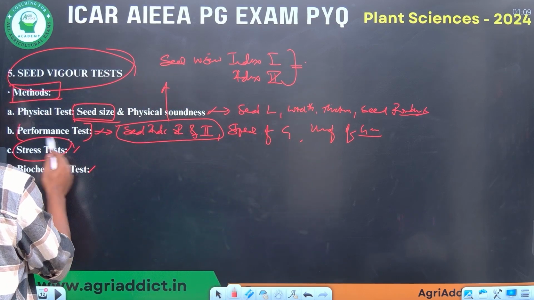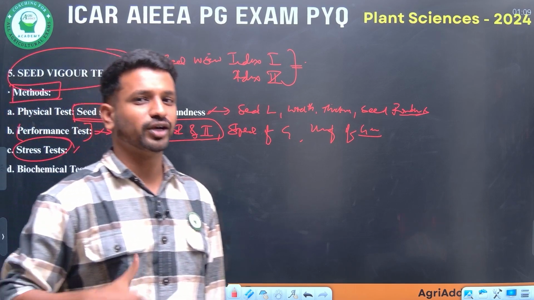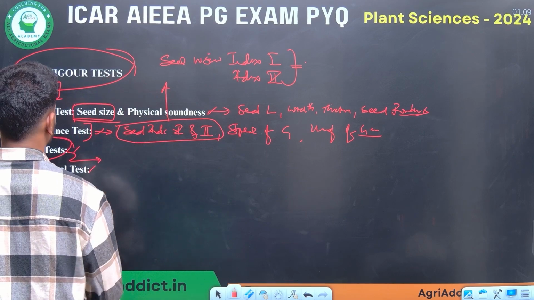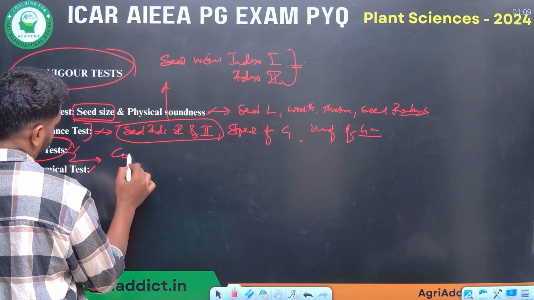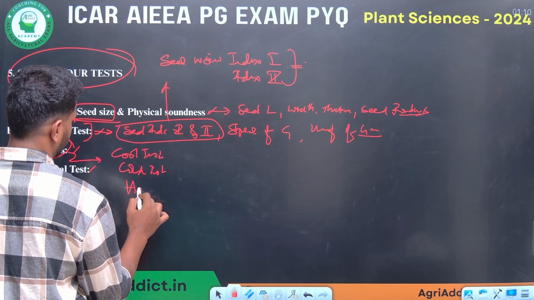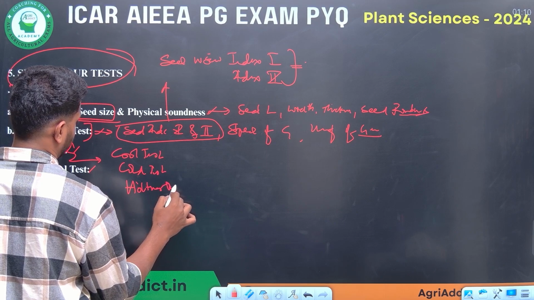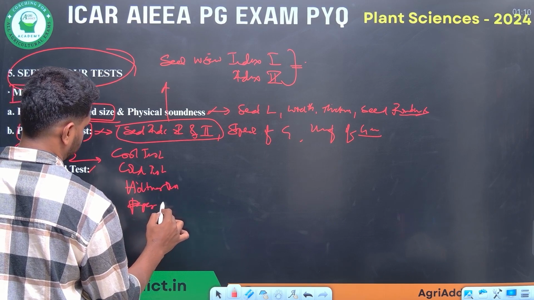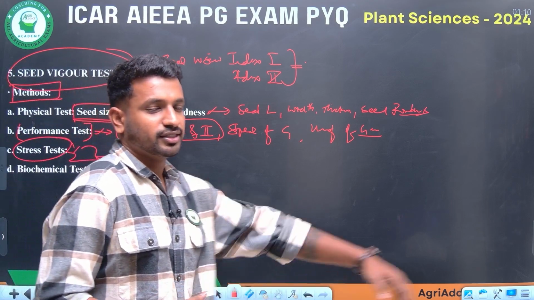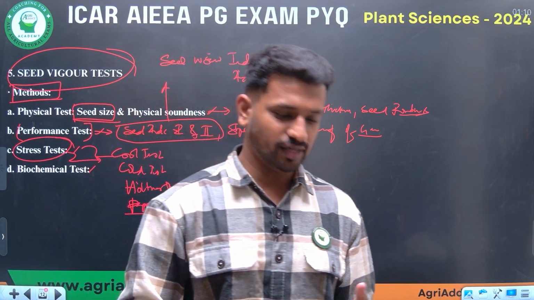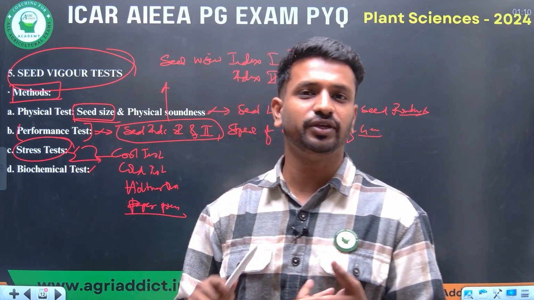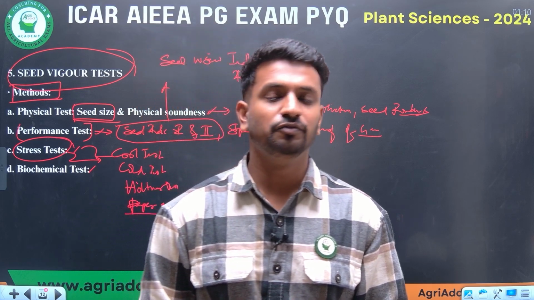And next we have stress test. The name itself indicates what a stress test is. We are trying to give stress and trying to know the potential of the seeds. So here we have cool test, cold test, and the most commonly known Hiltner test, and paper piercing test. All this comes under the stress test. That is how you can remember. We usually know many of the tests, like cold test, cool test, paper piercing test, electrical conductivity test, accelerated aging test, but we fail to classify.